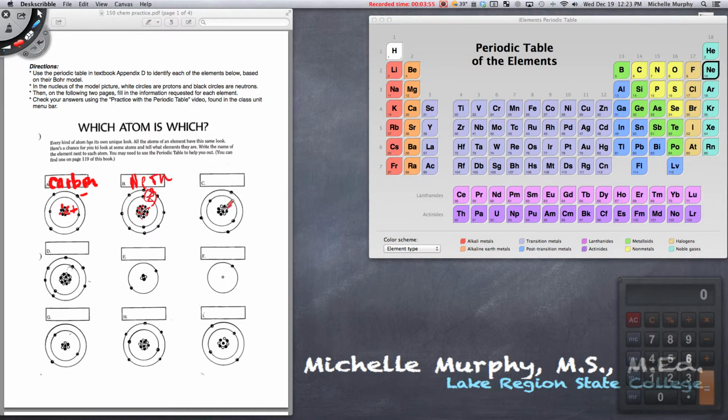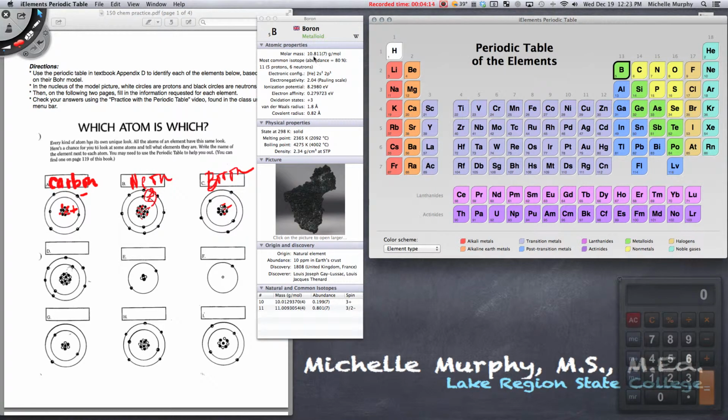Okay, next we have 1, 2, 3, 4, 5 protons, 5 electrons. 5 would be, and I'm not going to click back and forth each time, you can look at your periodic table, boron. Now something about boron, I will have to click on this one after all, is that boron has a mass of 10.811.